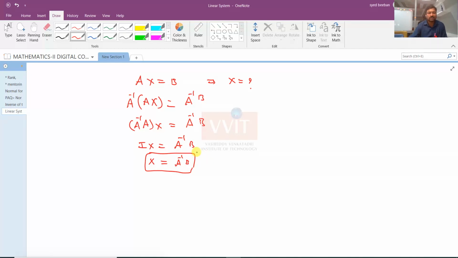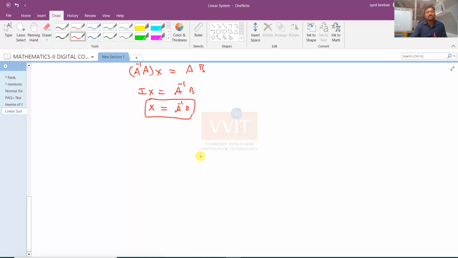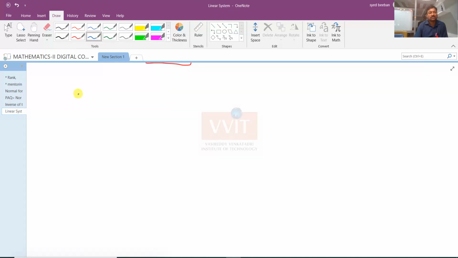So for that reason I'm going to solve this by using two different procedures. One is called the direct methods; I may try this using the direct methods. Next, one by using a rank method, a simple comparison of the ranks.